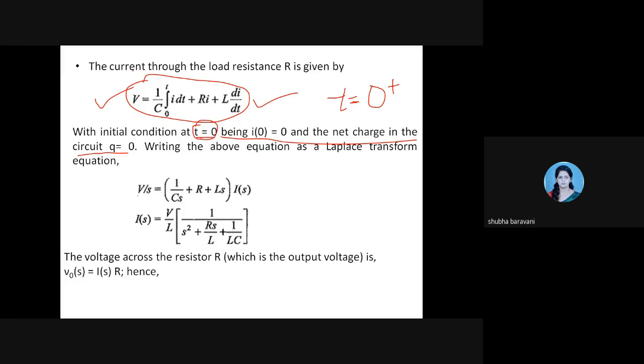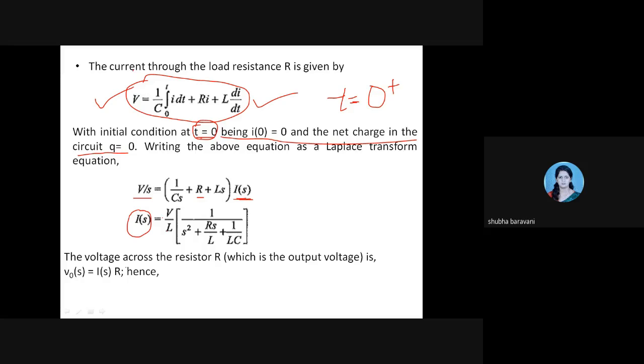So, it is V by S equals 1 by Cs into I of S plus R into I of S plus L into S into I of S. From this I get the equation for the current flowing in the circuit, which is V by L into 1 divided by S square plus Rs by L plus 1 by LC.